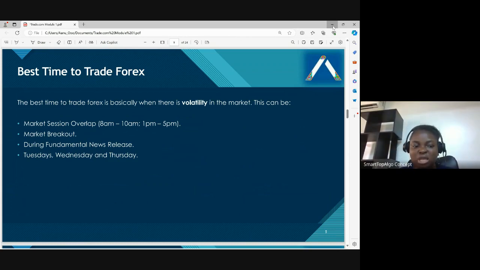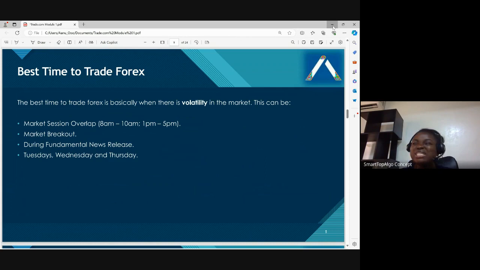So all you need to do is, the moment you now understand market breakout, when you get to a chart, you can just begin to look out for where the market has been ranging. Now, when you look out for it, target it and begin to watch out for its breakout. Then you trade it. Now, also doing fundamental news release.